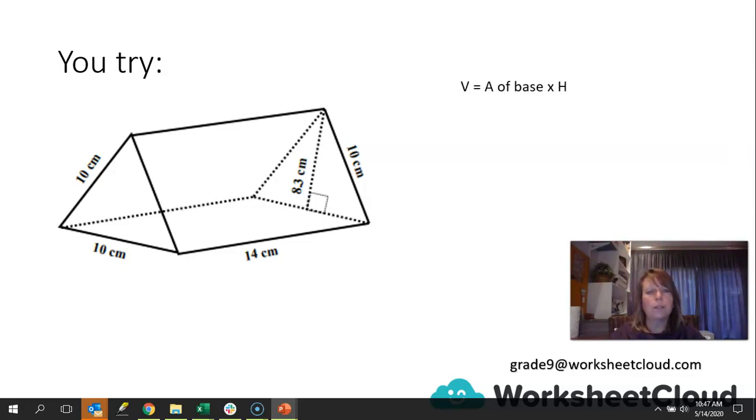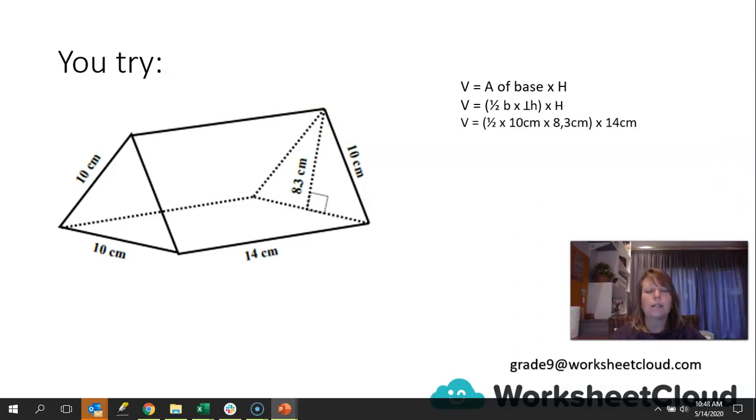Okay, so we've got volume is equal to the area of the base. Remember, here's the area of the base. We are given the perpendicular height here, and then times the height of the shape. Okay, so the area of the base times perpendicular height times the height of the shape is your formula.